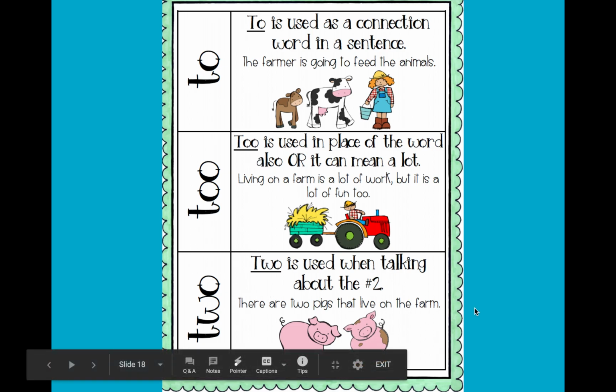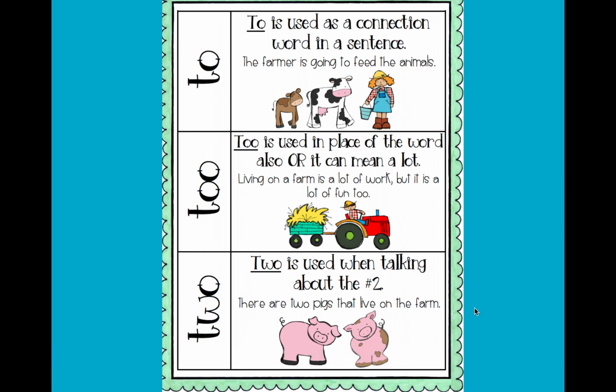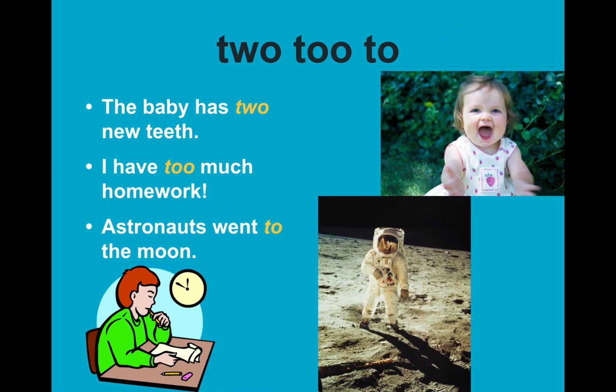Two is used when talking about the number 2. There are 2 pigs that live on the farm. The baby has 2 new teeth, referring to the number of teeth. I have too much homework, meaning a lot of homework. Astronauts went to the moon, to as a connecting word.